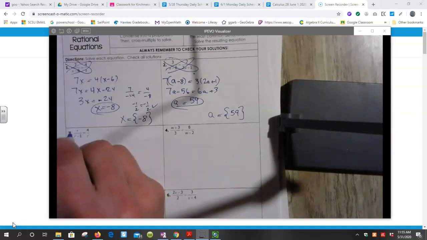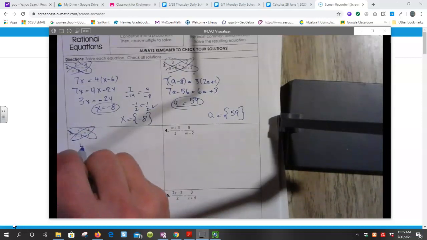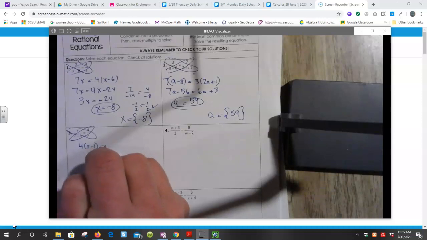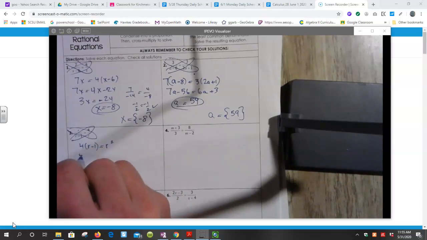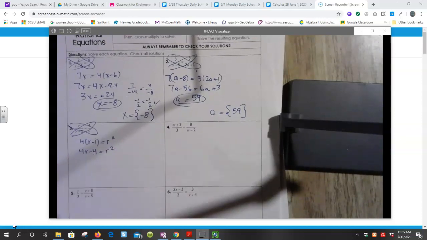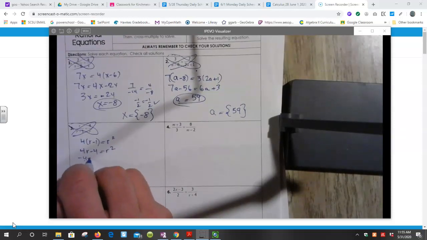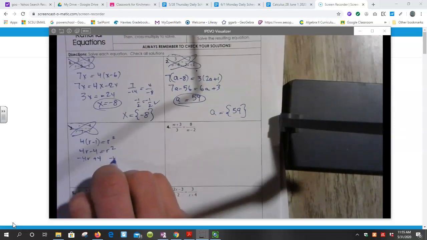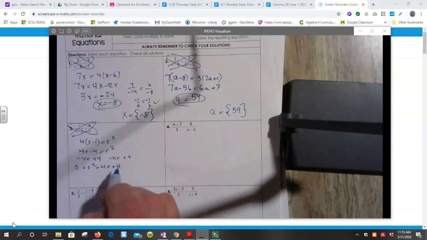Now down here, we'll try cross products. As long as r doesn't equal 0 or r doesn't equal 1, that should be okay. So cross products, 4 times r minus 1 is equal to r squared. So 4r minus 4 is equal to r squared. So we set the quadratic equal to 0. So actually subtract 4r and add 4. And you get 0 is equal to r squared minus 4r plus 4.